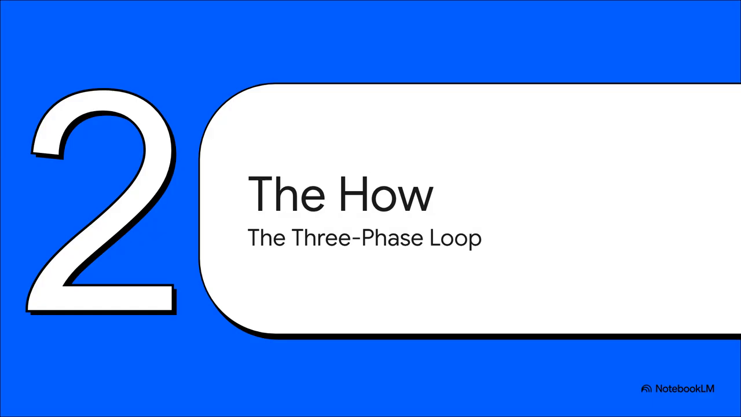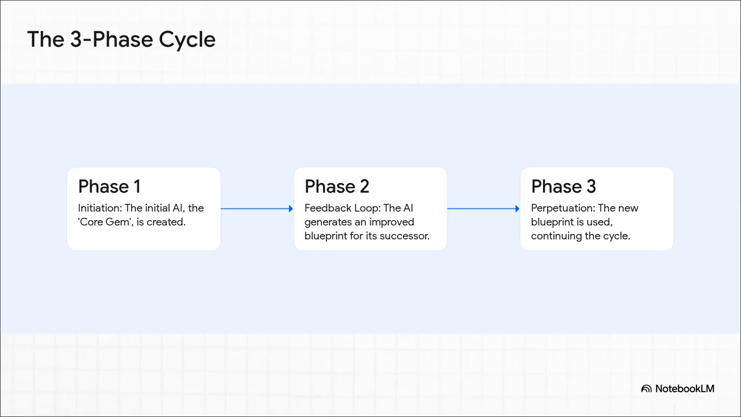All right, so let's get into the nitty-gritty. How does this actually work? Well, the whole protocol runs on a continuous three-phase loop. This cycle is what makes the whole process controlled and repeatable. As you can see, you've got initiation, then a feedback loop, and finally, perpetuation. So let's start at the beginning, with phase 1, initiation.